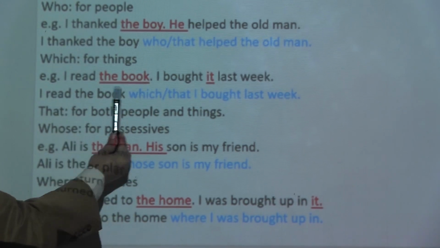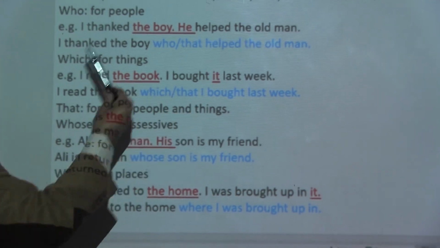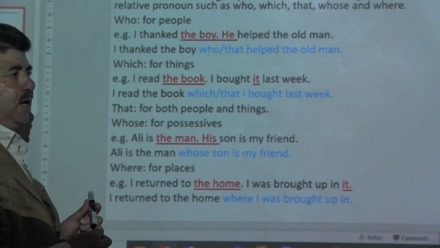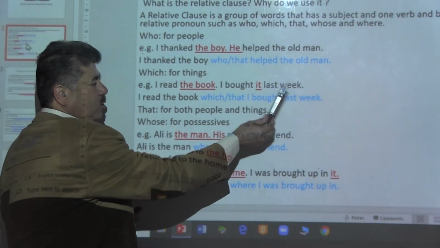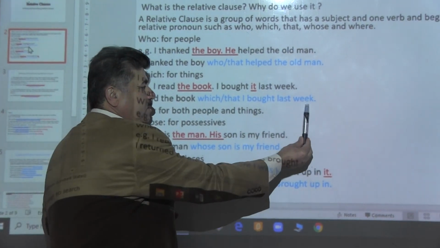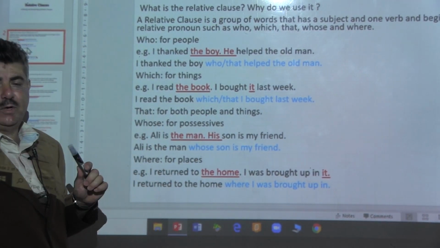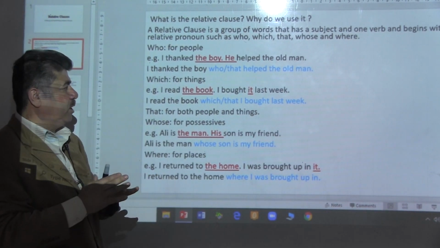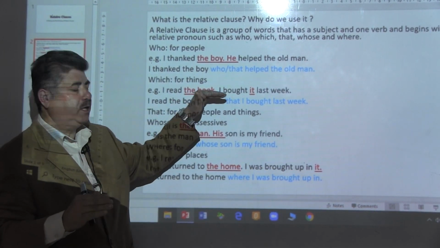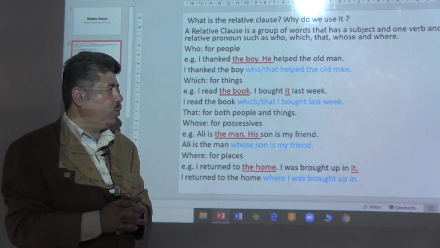So, we can join these two sentences saying, "I read the book." I delete the pronoun which refers to this noun. I replace it with "which" or "that": "I bought last week." Now this group of words together is also called a relative clause, and this word alone is a relative pronoun. So in order to avoid saying the two sentences again, I join them together into one sentence.